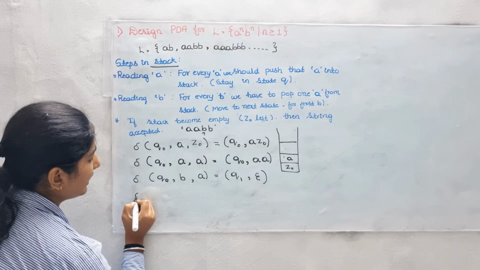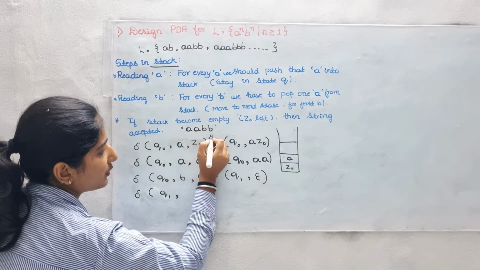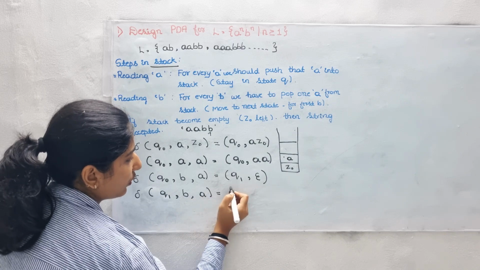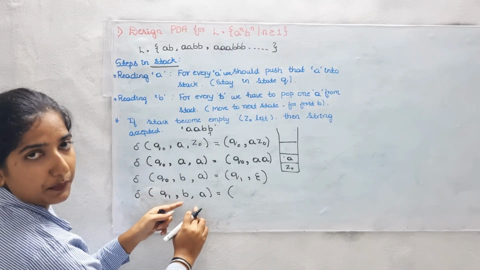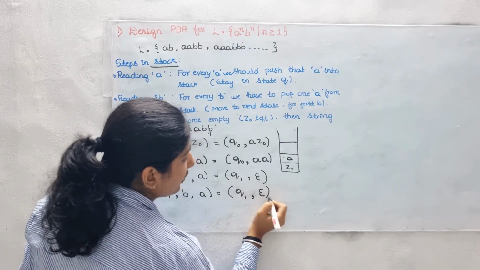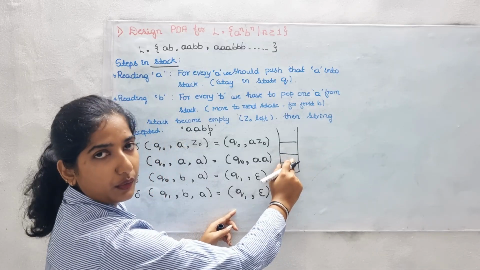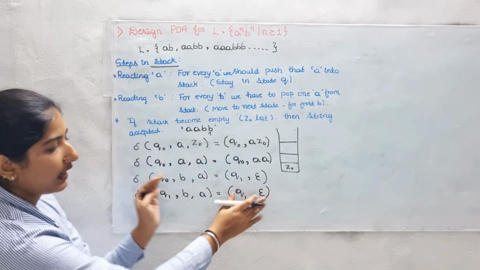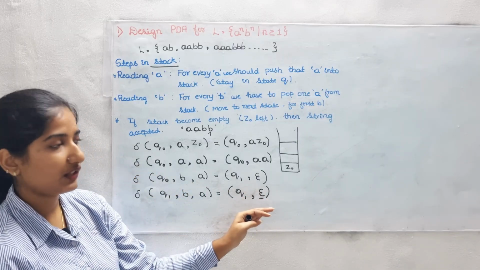Okay, and then again I have state q1 and the pointer is moving to b, and the top of the stack is a. So on the first b I move to the next state. On the second b, no need to move, so I will stay in state q1 only, and I will pop this a. So when we pop, it should be represented with epsilon. So if you look at epsilon in the output, it means we have popped the a. Okay, next what do we have to do?